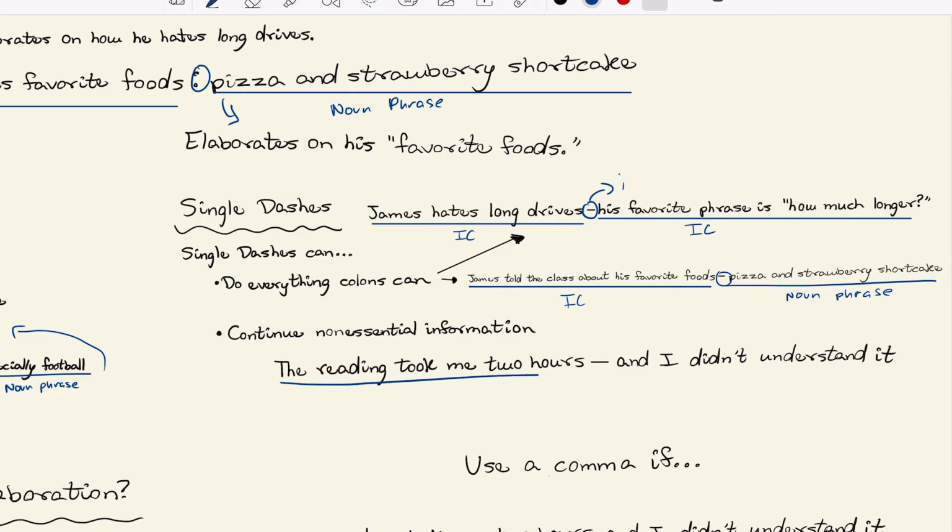Single dashes also contain non-essential information. For example, the reading took me 2 hours is the main information in the main part of the sentence, and I didn't understand it is non-essential information, but it can be added on with a single dash, which adds dramatic emphasis.